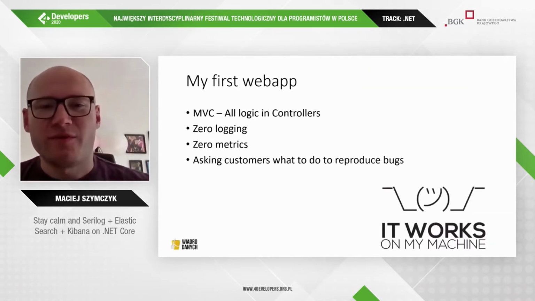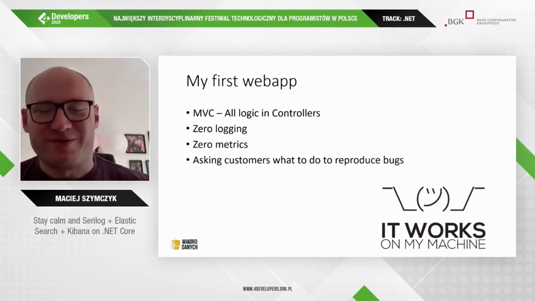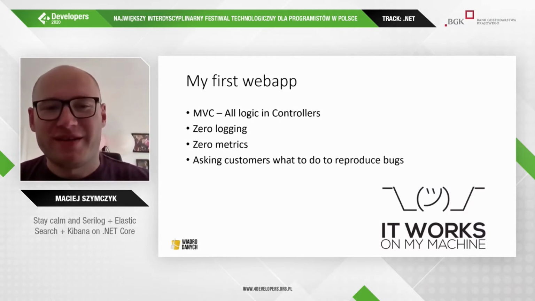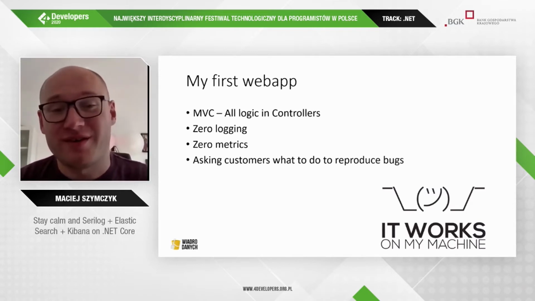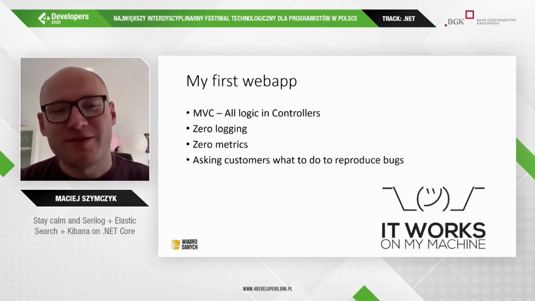So I'll start with my first web application written in .NET. That was MVC, and it was all screwed up from the beginning. All logic was in controllers, so somehow it was functional, but it was very problematic. And moreover, I had no logging, I had no metrics. So even in production, I didn't know what was happening in my application. I had to ask customers what to do to reproduce bugs.